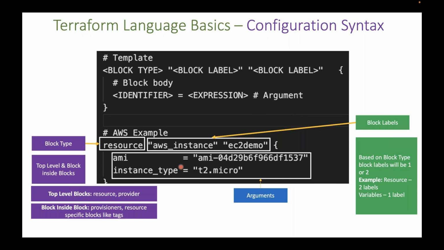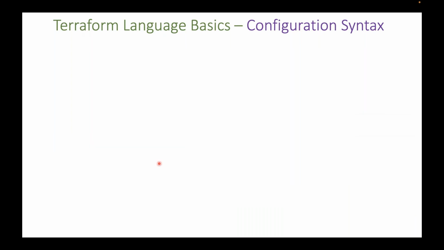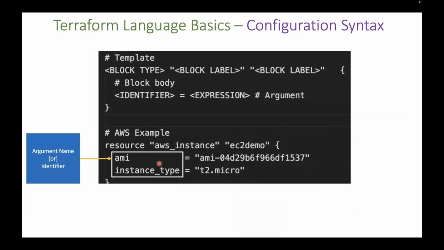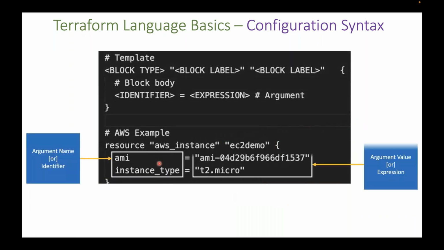Once you declare the block, inside the block, you have to decide what are the arguments you have to write. This is always a key value pair. The first one is the argument name, and for that argument, what is the value that you need to mention here. So that's very simple. We can call it the argument name, and whatever is on the right hand side, that is the value or the input to the argument name.